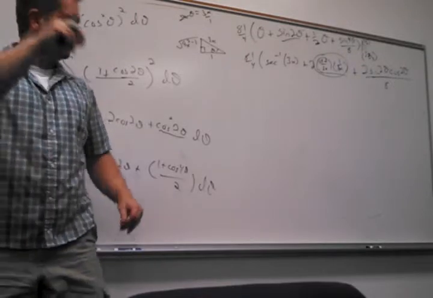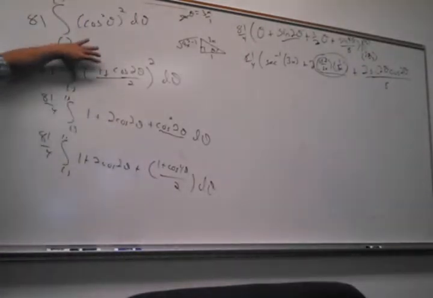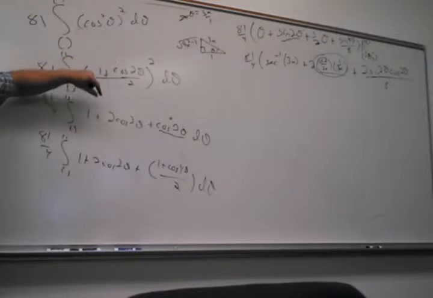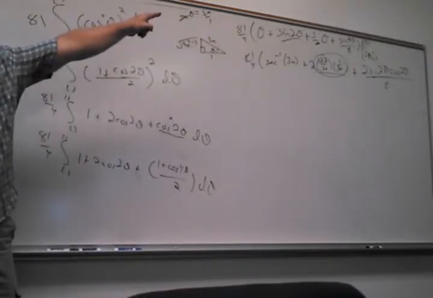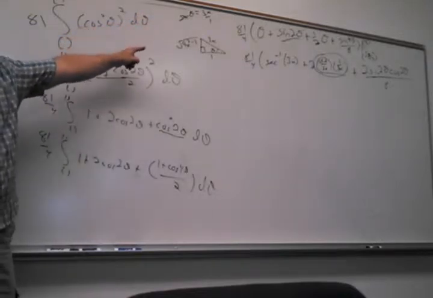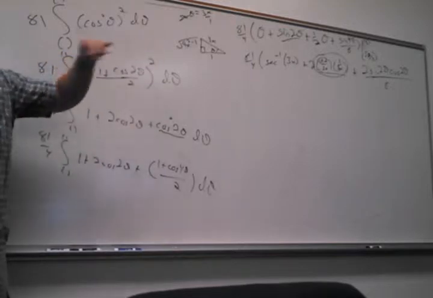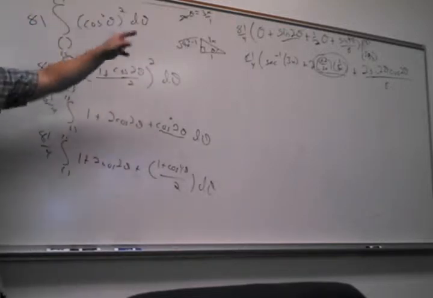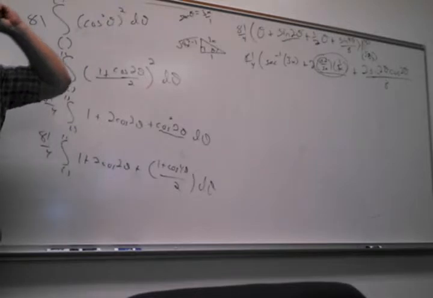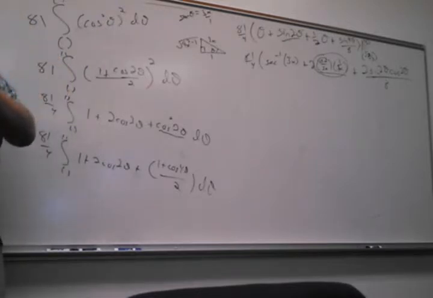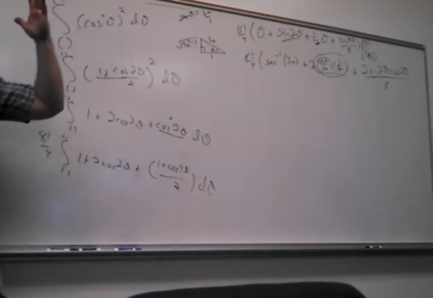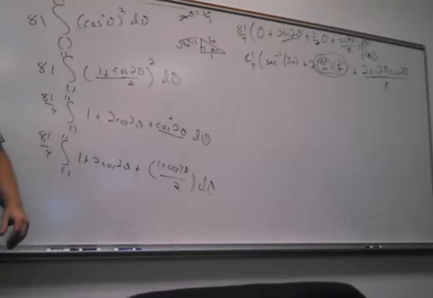So again, what's important is you know when to use identities. The last step in one of these trig sub problems will pretty much always involve that triangle, or you can use the identities. You could actually just never draw the triangle. You just use all the identities directly. I just prefer to make the triangle. It's just so much easier to me.